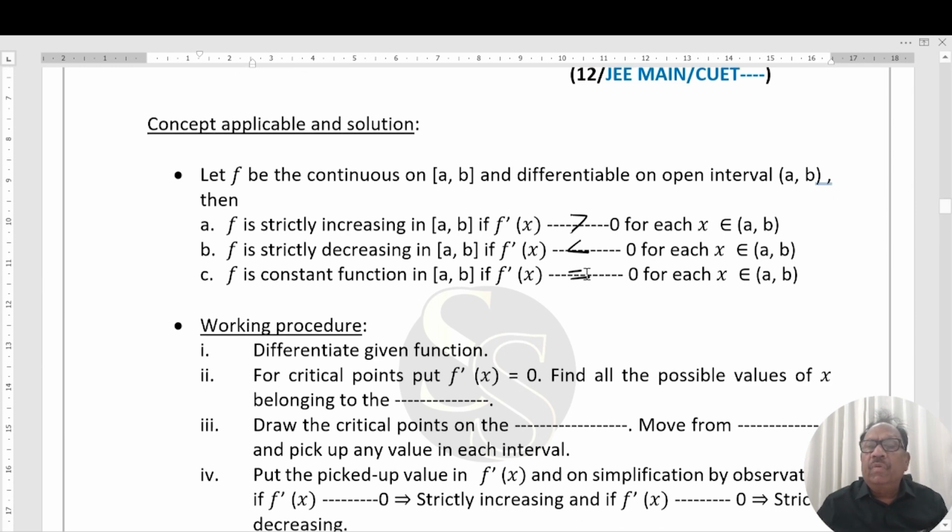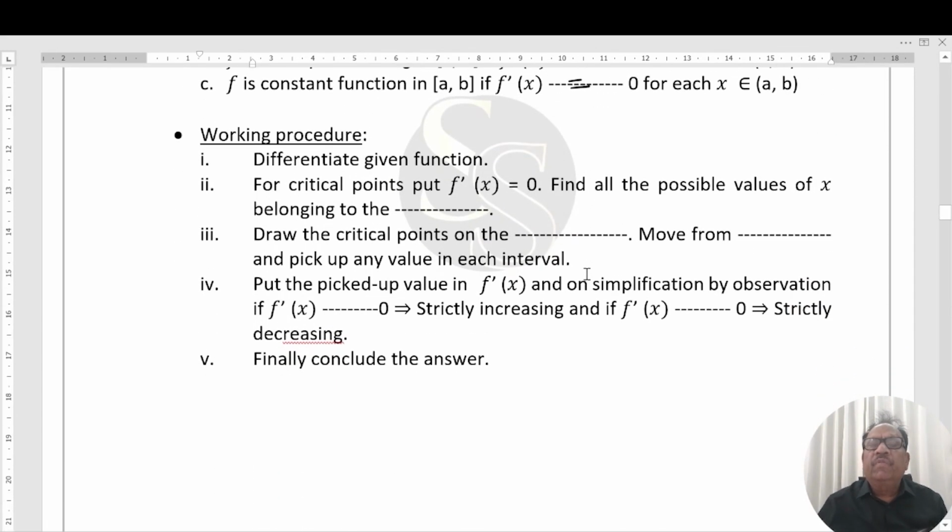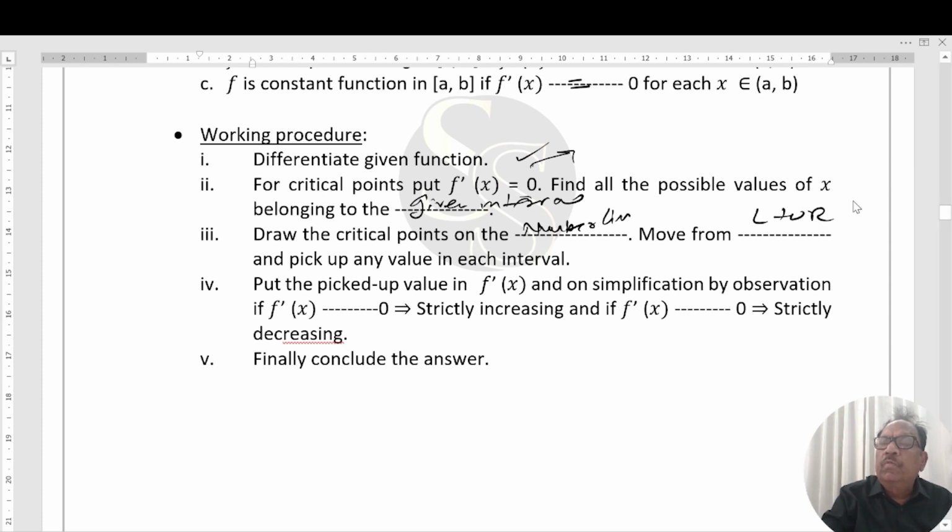The working procedure is: differentiate the given function. For critical points, put f dash equal to 0. Regarding the critical points, I have already discussed them in the session on local maxima and minima; you can go through that. Find all the possible values of x belonging to the given interval. Draw the critical points on the number line. Move from left to right.